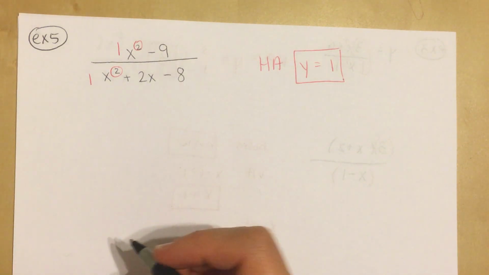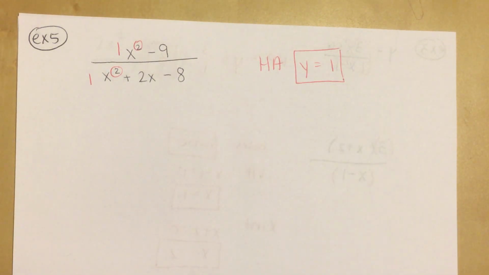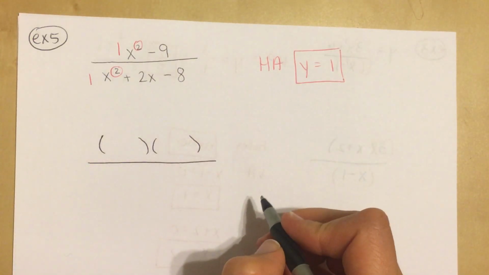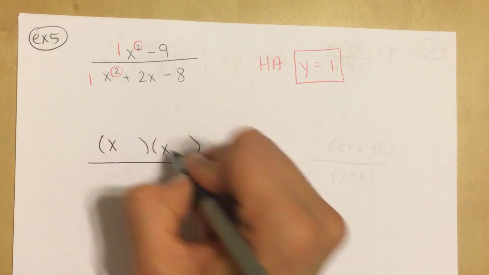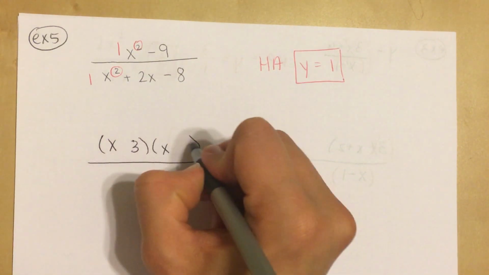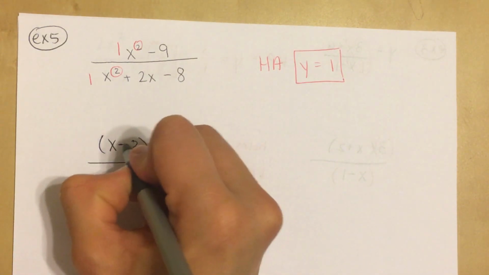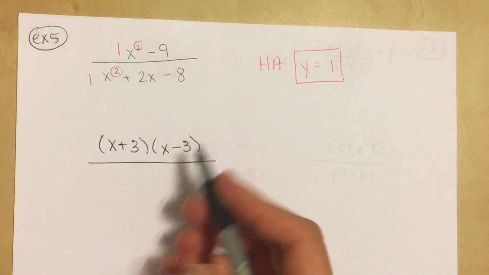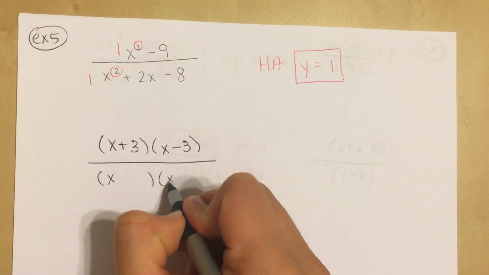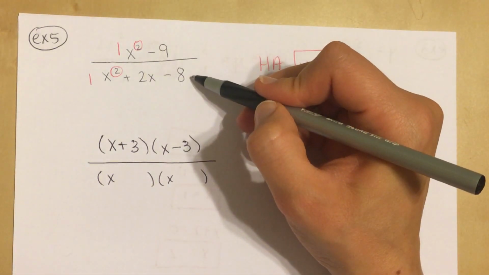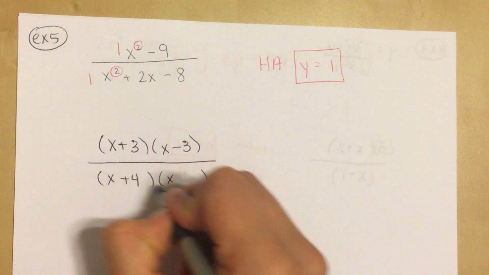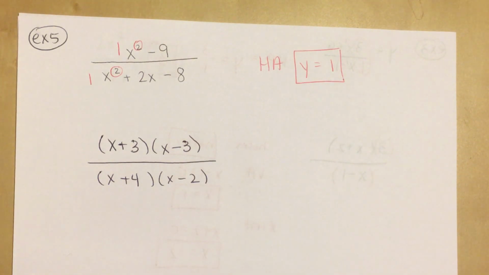On top, they don't have anything in common that I can pull out, but I can square root it, the difference of squares identity. The square root of x squared is x. The square root of 9 is 3. Whenever you square root something, you need a plus and a minus. In the denominator, the leading coefficient is 1, so I can just say to myself, what two numbers multiply to -8 and add to 2? That would be +4 and -2.